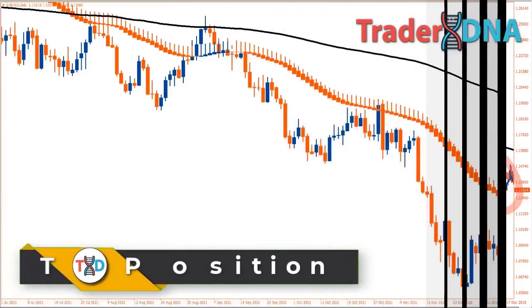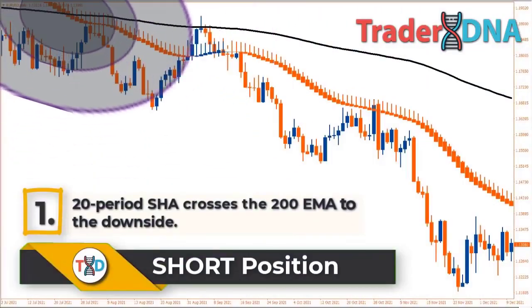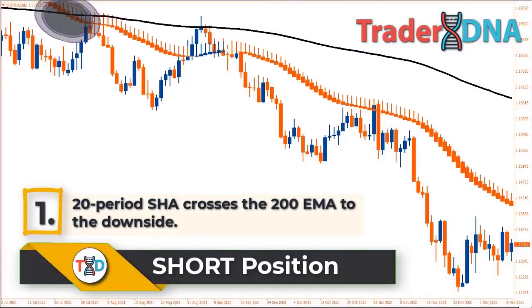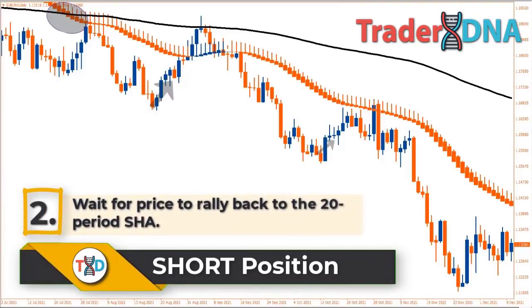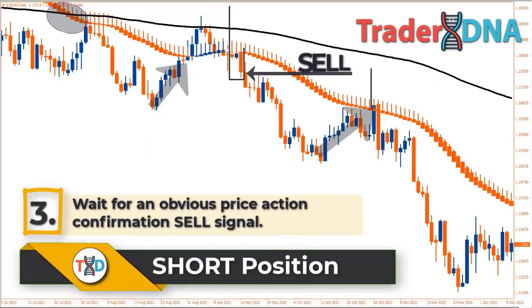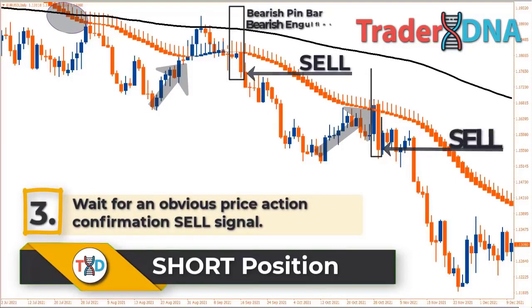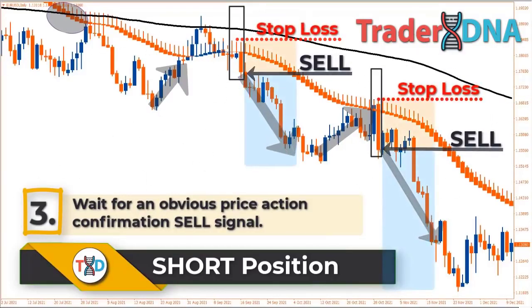Selling rules or short position. Rule number 1. The 20 period smoothed HEIKEN ASHI crosses the 200 exponential moving average to the downside. Rule number 2. Wait for price to rally back to the 20 period smoothed HEIKEN ASHI. Rule number 3. Wait for an obvious price action confirmation sell signal or setup to form in the market. Once you enter the trade, you can set an initial stop loss above the previous smoothed HEIKEN ASHI candle.